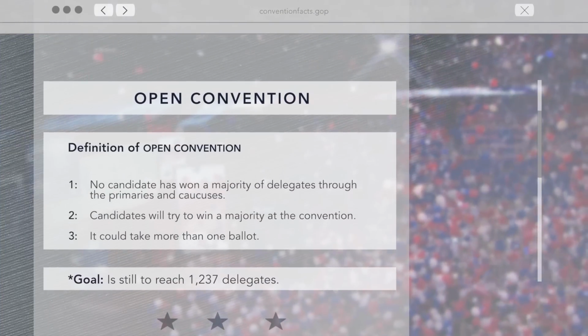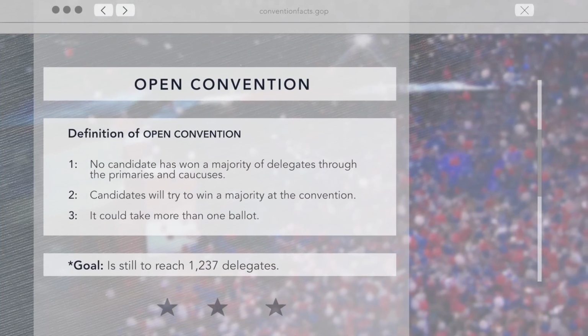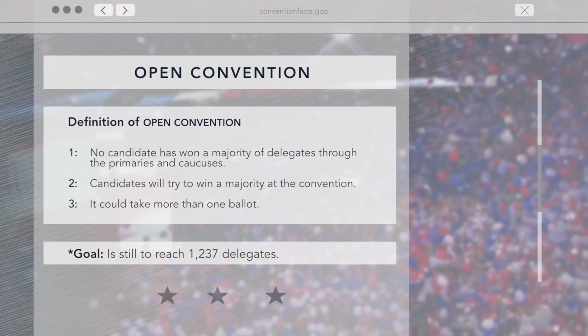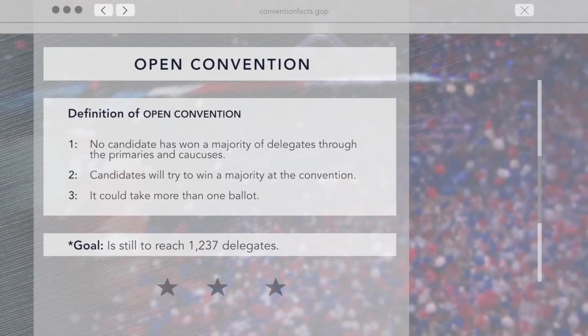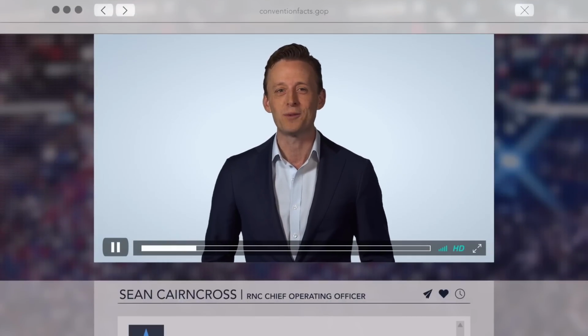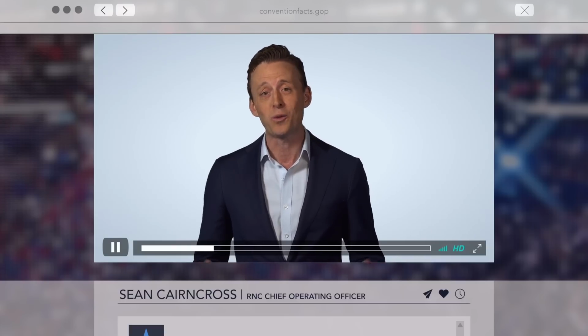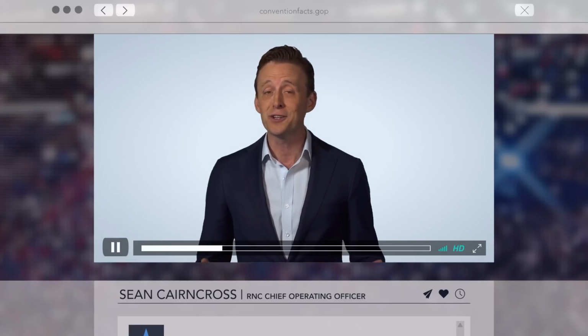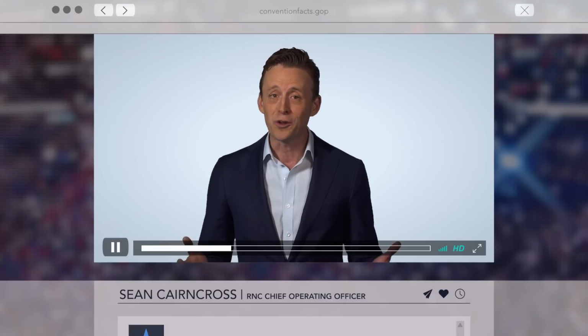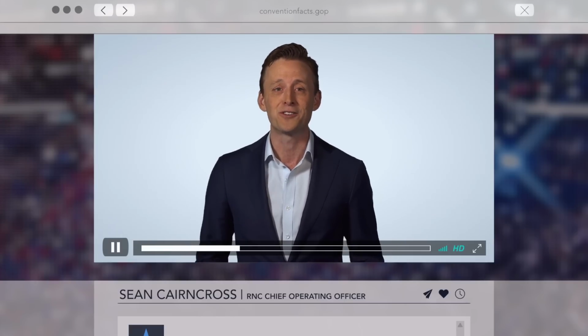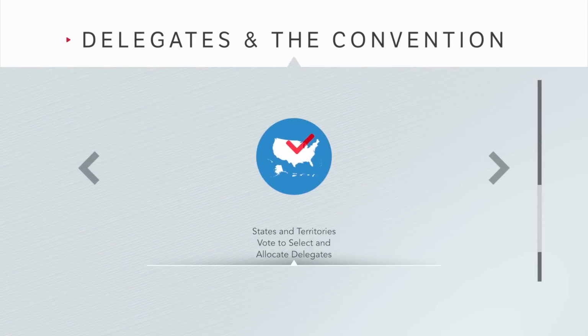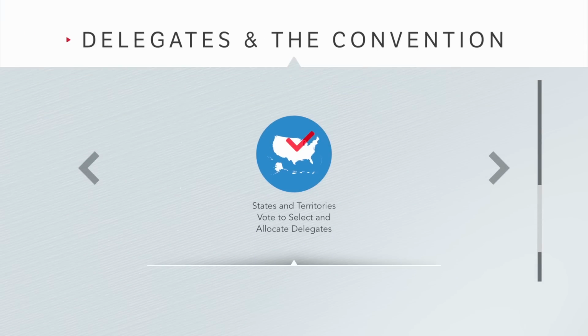All right, let's switch gears and look at the second scenario, an open convention. The goal here is still to reach 1,237 delegates. Being open means that no candidate has won a majority of delegates through the primaries and caucuses, so the candidates will try to win a majority at the convention. And it could take more than one ballot. And who votes on these ballots? Delegates do. And I'm sure you're thinking, who are these delegates and how did they get here?